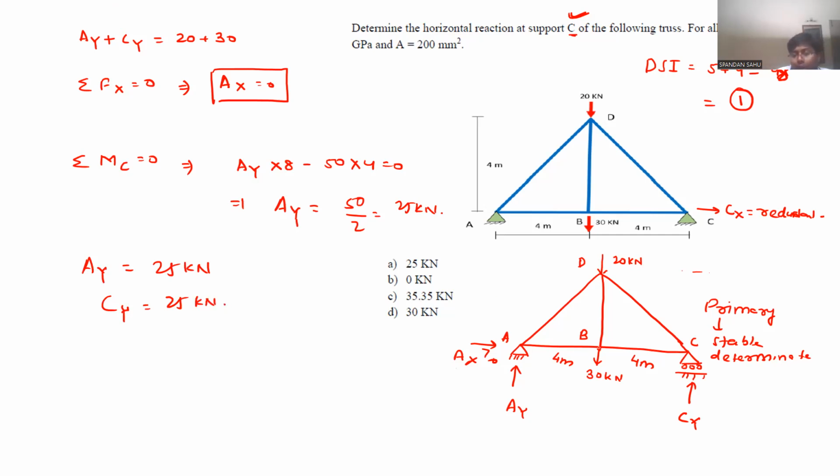Now come to this joint B. When you draw for joint B, this is 30 kilonewton. This is FBA. This is FBC. And this is FBD. So here FBD you will get as 30 kilonewton.